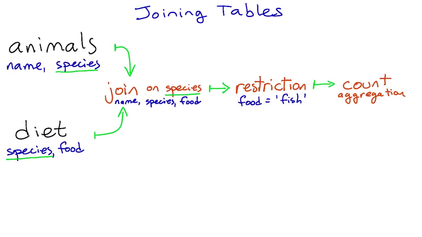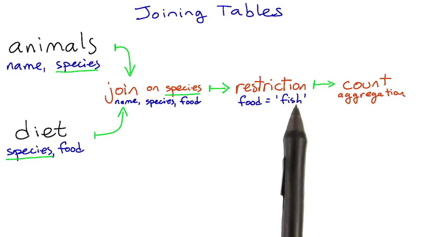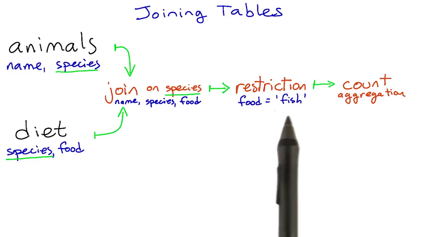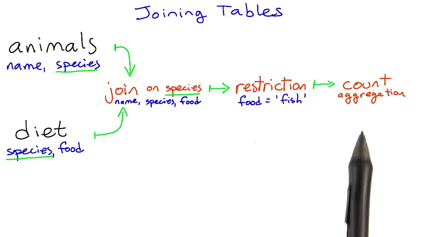So to answer the question, how many individual animals eat fish, our query will have to do three things. First, it will join animals with diet using species as the match. Then it will do a restriction, selecting only rows where food equals fish. And finally, it will do an aggregation to count the rows.